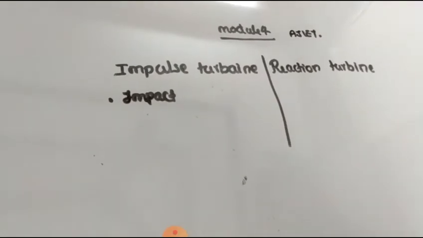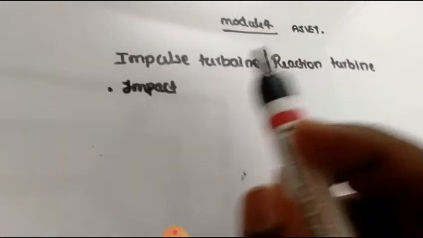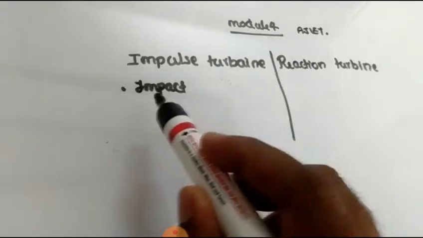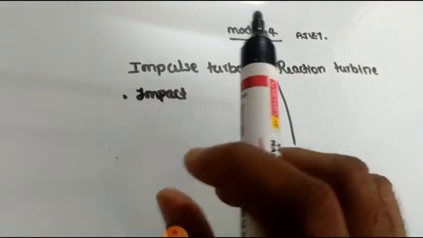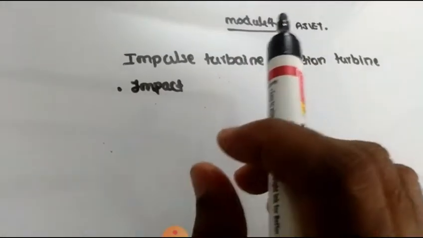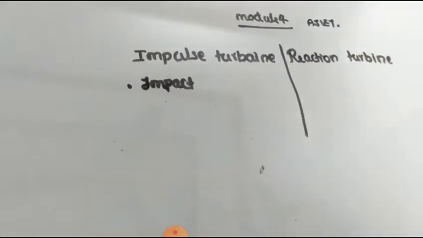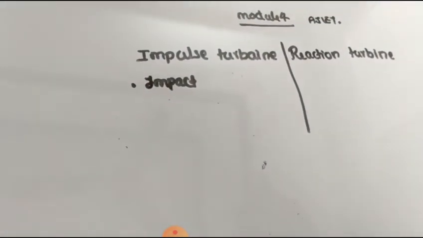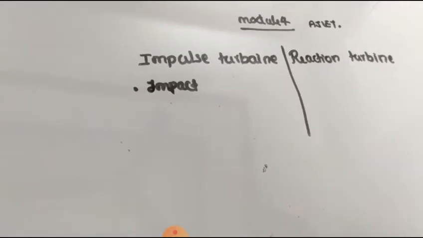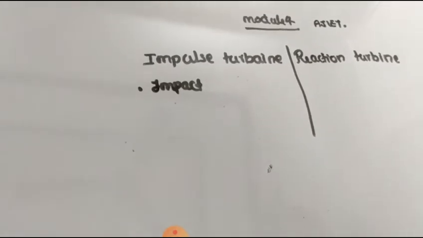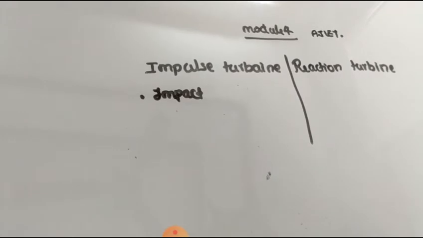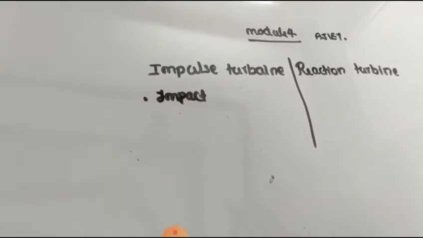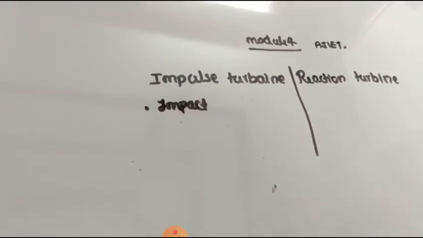Today in module 4 we will discuss impulse turbine and reaction turbine. What do you mean by impulse? Impulse comes from the impact force, because when the water comes from the nozzle, it strikes with high velocity. That force is called impact force, and for that reason they call it an impulse turbine.